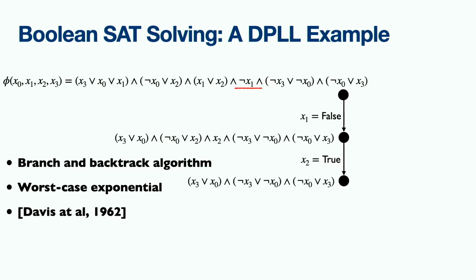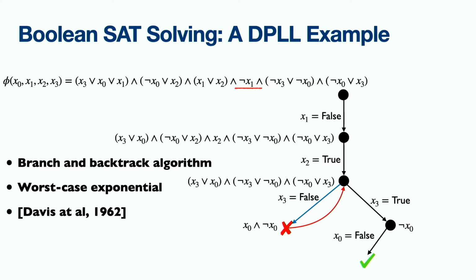Now we come to a point where there is no unit literal. So we need to take a guess. I will guess x3's value is false. And this guess leads to a conflict. So I need to jump back, flip my guess, and continue. Finally, we get a model for the input formula, so we know the input formula is satisfiable.